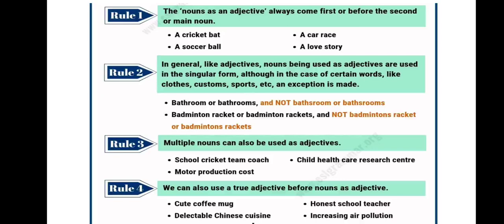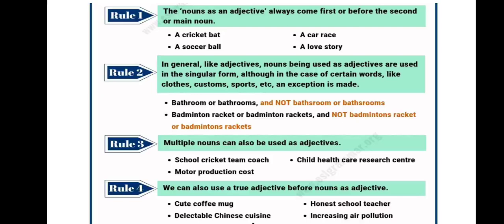Car is a noun, race is also a noun, but the noun car acts as an adjective to the word race. What kind of a race is it? It is a car race. And similarly, a soccer ball. What kind of a ball is it? It's a soccer ball. Soccer, again a noun. A love story, again a similar rule applies here.